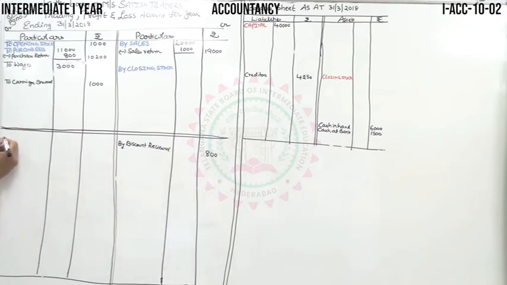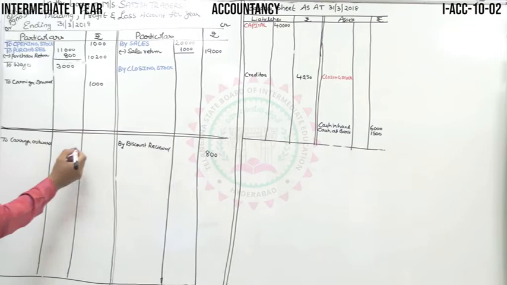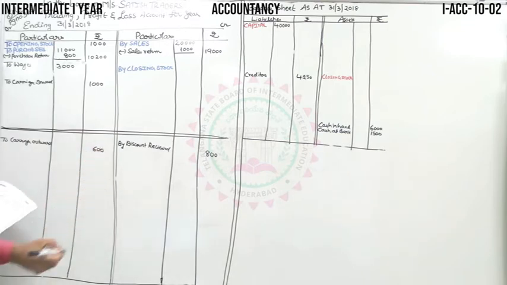Then they gave carriage outward, which comes in profit and loss. So below the line, we'll leave 1 line and write carriage outward. How much is carriage outward? 500.